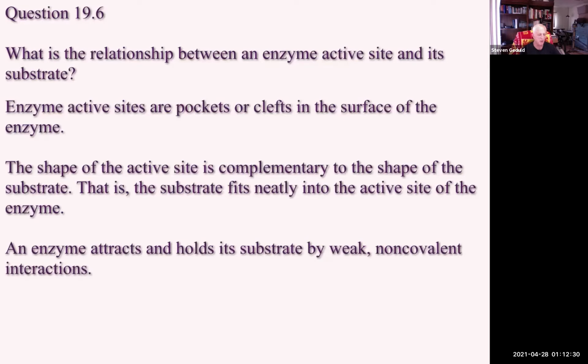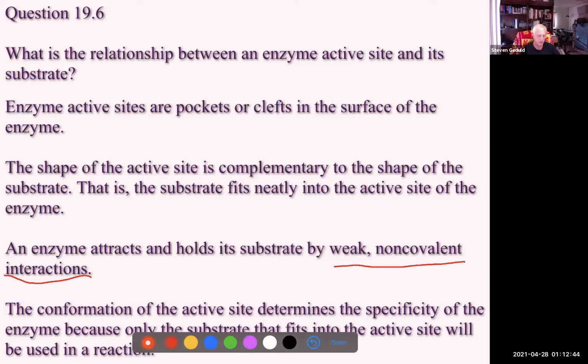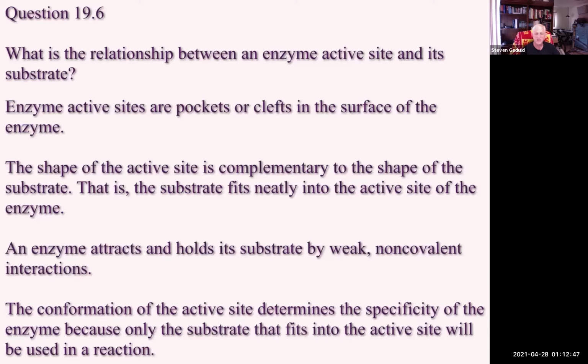Okay, so the enzyme attracts and holds its substrate by weak, non-covalent interactions, just like the tertiary structure of a protein. Same types of bonds. The conformation of the active site determines the specificity of the enzyme. So it's only going to match the substrate that fits into the active site well, and that's the only way it can be used in the reaction. It has to fit into the active site so it can be used.